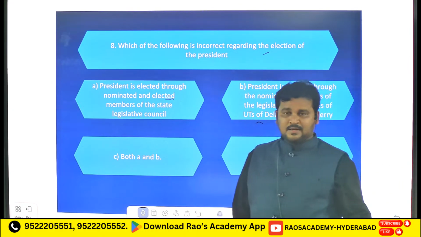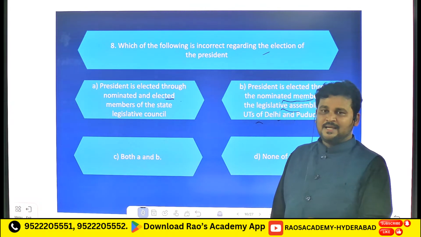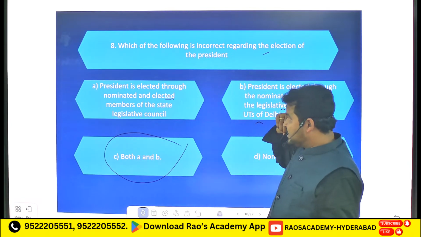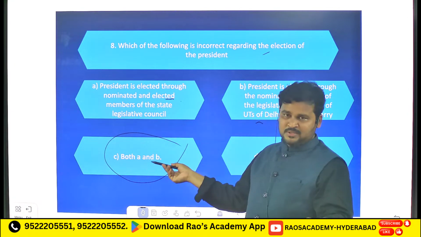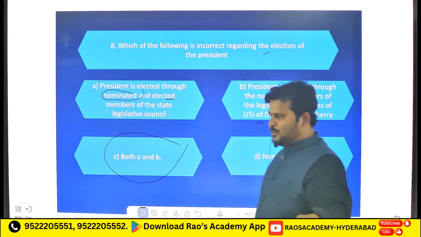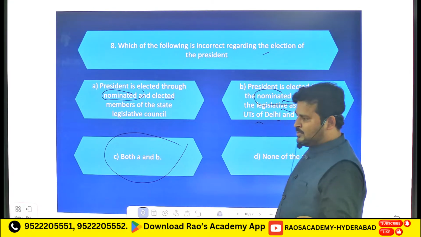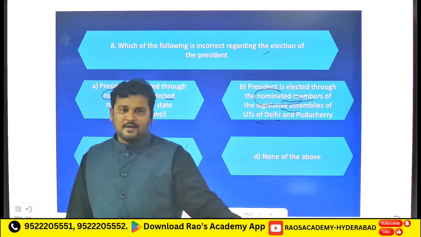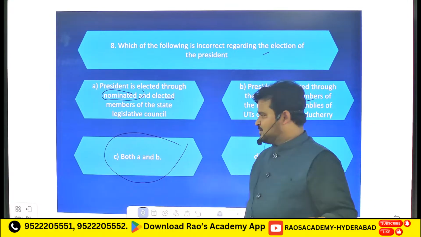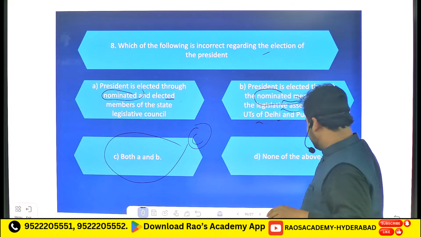And finally, as per the previous explanation, if you know the answer, please comment in the comment box. I can directly say that C, both A and B. Clear? The reason is that the president is elected through nominated and elected members, and I said that nominated members will not participate in the election process. And coming to B, nominated members won't participate. Clear? A and B, these two were false. So directly we can say that C is the answer for this question. Clear? Next after that.